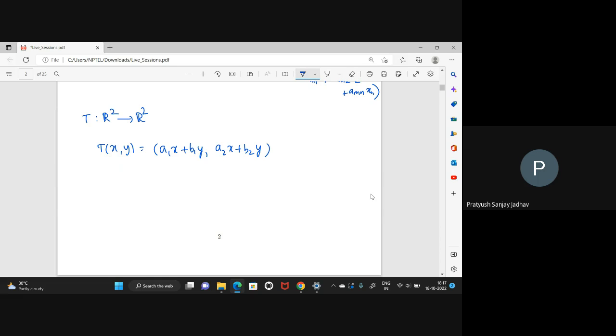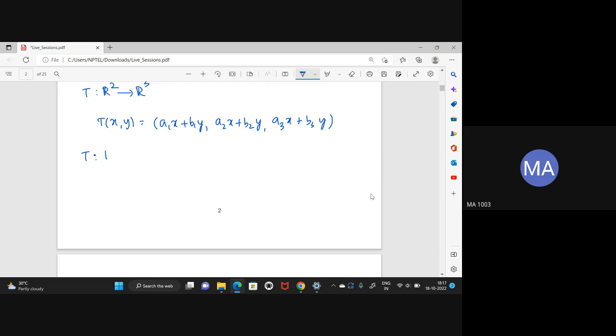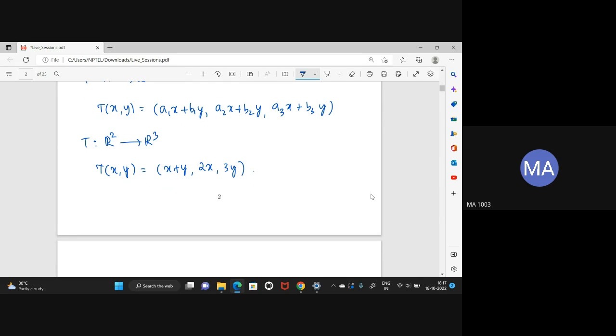Ma'am, could you show us an example of R2 to R3? A mapping or in the general form? In the general form, it's going to have just one more component, a3 x plus b3 y, with real numbers. Oh, okay, fine. So say I'm taking R2 to R3 defined as T of (x, y) equal to (x plus y, 2x, 3y). Fine? Okay, thanks. So this is what a linear transformation is.